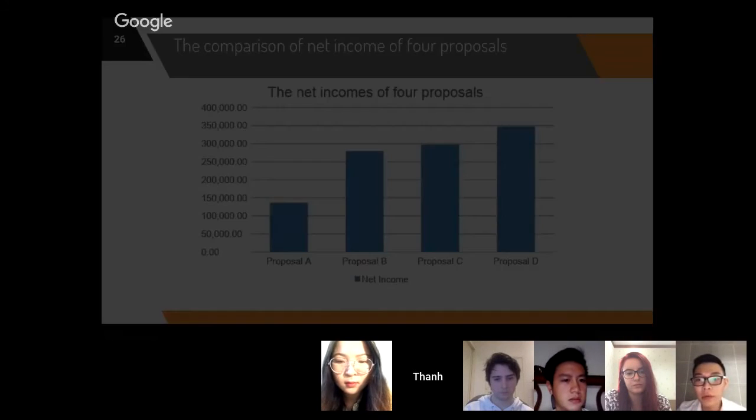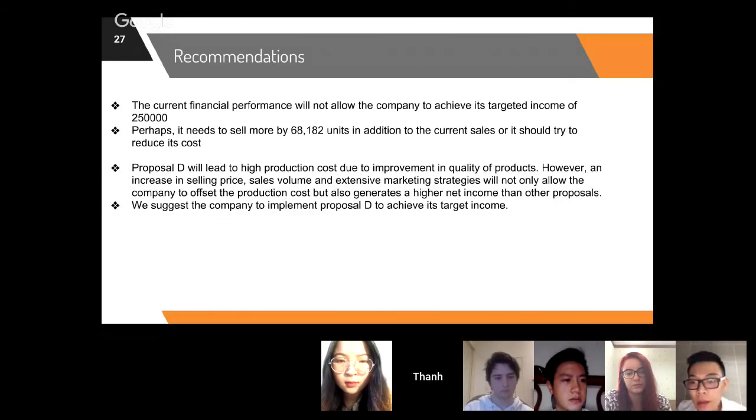For our recommendations, we can see that the company is underperforming financially, so it will not achieve its target profit. So we recommend that the company should minimize its costs or sell 68,182 more units in addition to the current sales. Even though proposals B, C, and D will allow the company to obtain its goals, proposal D offers a higher net income.